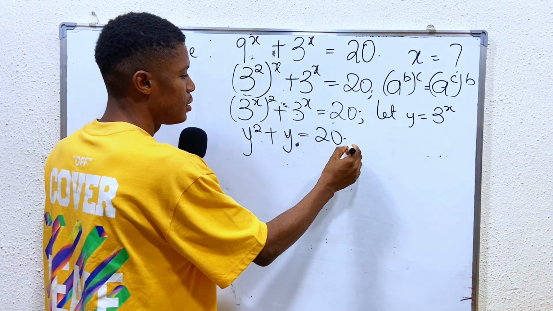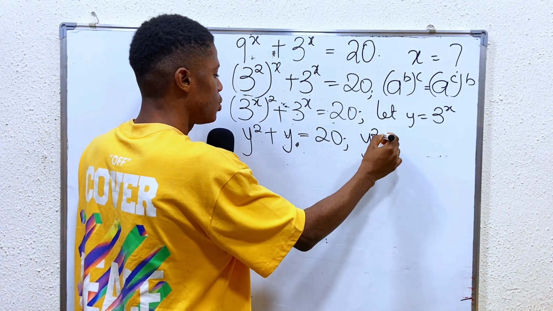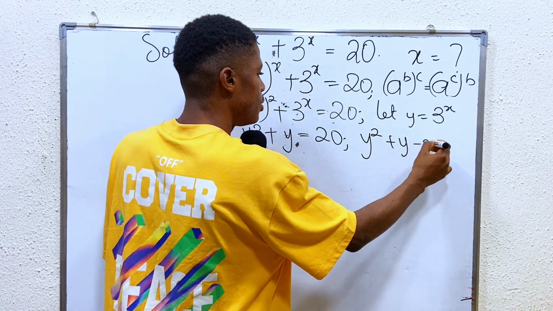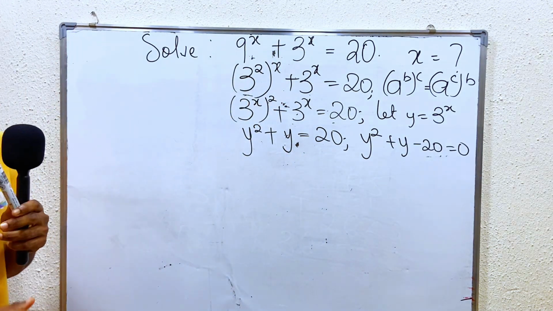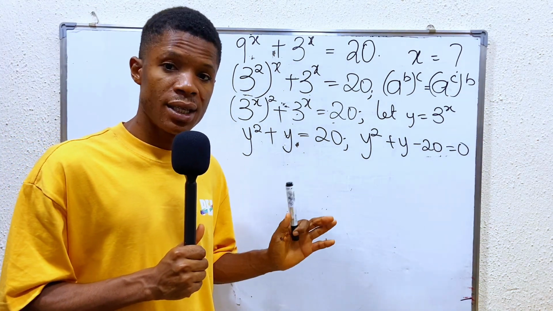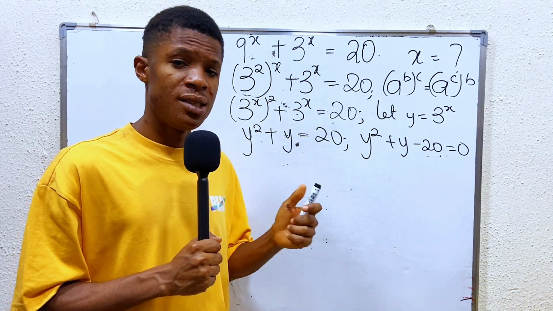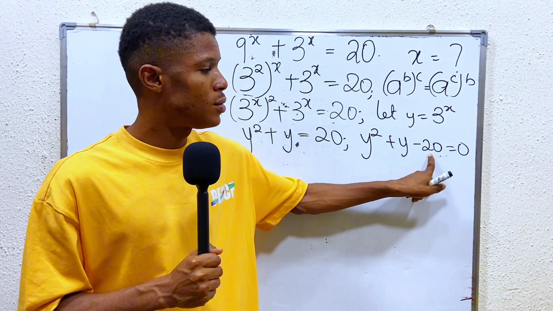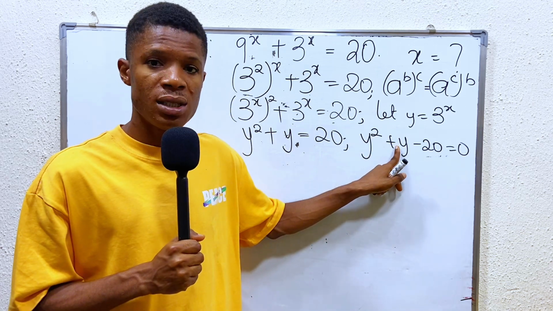So to confirm that, we have to subtract 20 from both sides. So we have it as y squared plus y minus 20 is equals to 0. Okay, this is a clear quadratic equation. So to solve this, we are going to check whether we can solve by factorization. Is there any two numbers that multiplies to get minus 20, but if you add them together, we get a positive 1?